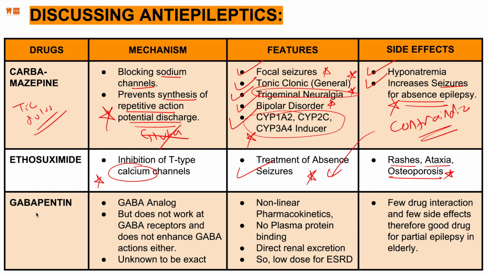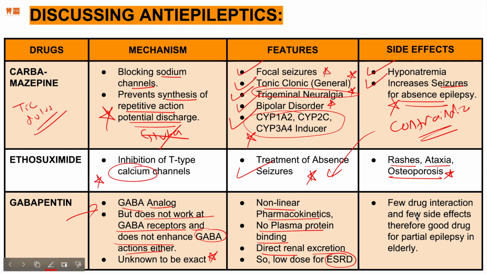Here it is. Gabapentin. Gabapentin, as the name suggests, is a GABA analog, but it does not work at GABA receptors, and it does not enhance GABA action either. But it's an analog of GABA. Unknown action, actually. It has non-linear pharmacokinetics, no plasma protein binding, and direct renal excretion. All of this is good as long as there is no ESRD, which is end-stage renal disease. So a low dose for ESRD is necessary.